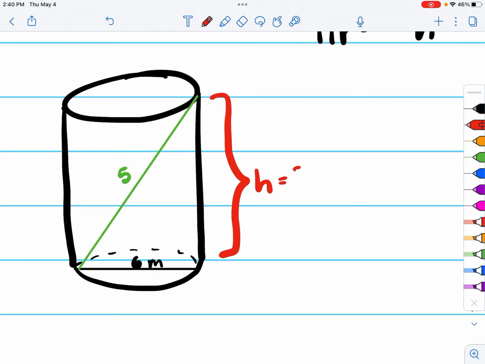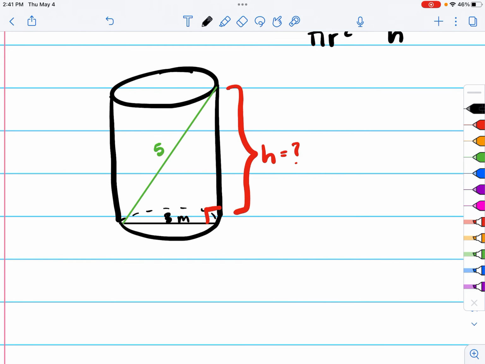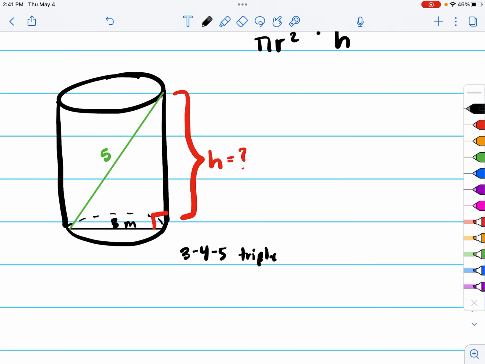We don't know what it is, but we actually create a right triangle here. Now, I did not mean to put a 6 here. Sorry, I meant to put a 3. So we have a right triangle here with a leg that's 3, a height we don't know, and a hypotenuse that is 5. And we should have a 3, 4, 5 right triangle. So that means our height is 4.